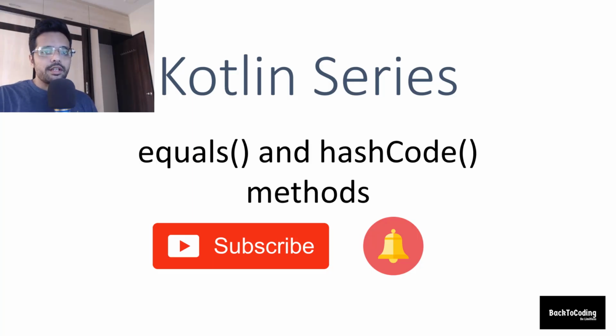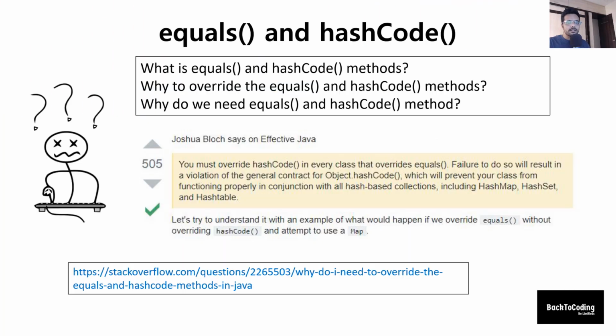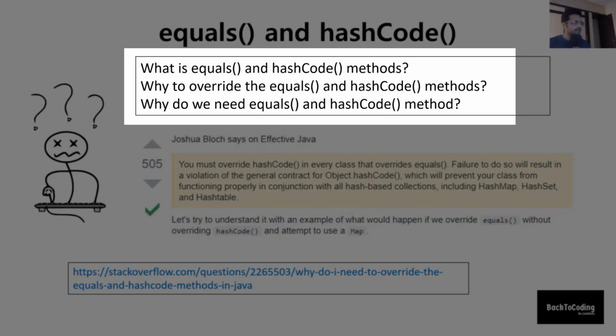In the previous video, we saw instances and references in Kotlin. In this video, we will see equals and hashCode methods. Many of us have come across these questions: what are equals and hashCode methods? Why override the equals and hashCode methods? And why do we need them?